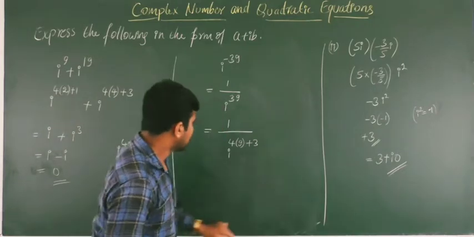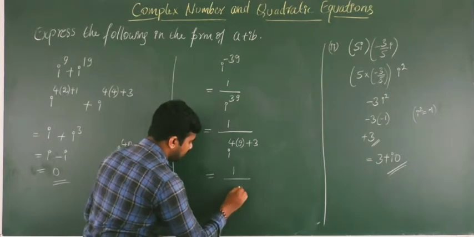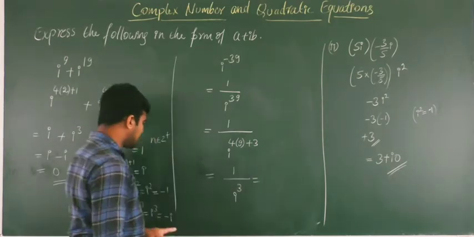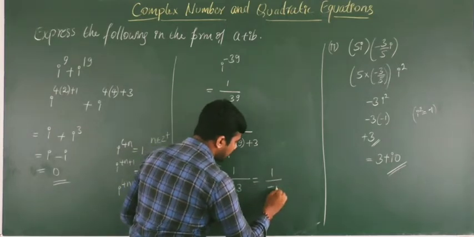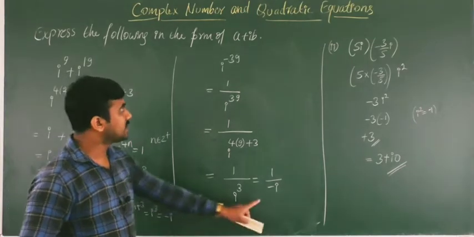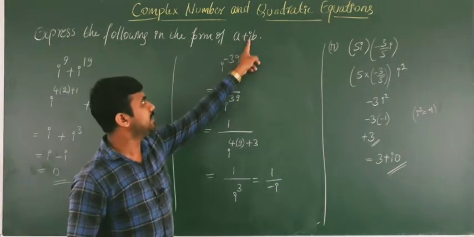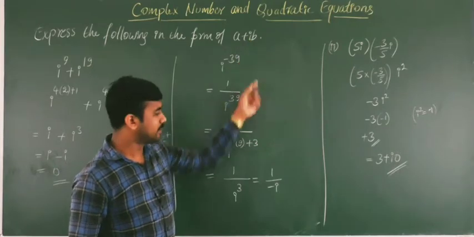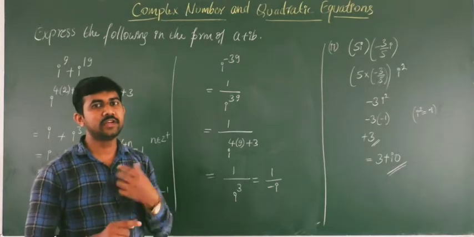Now this can be read as i to the power 3. i to the power 3 is nothing but minus i. So 1 by minus i. But is this in the form a plus ib? No. In the form a plus ib, i is in the numerator, but here i is in the denominator. So we should bring i to the numerator.